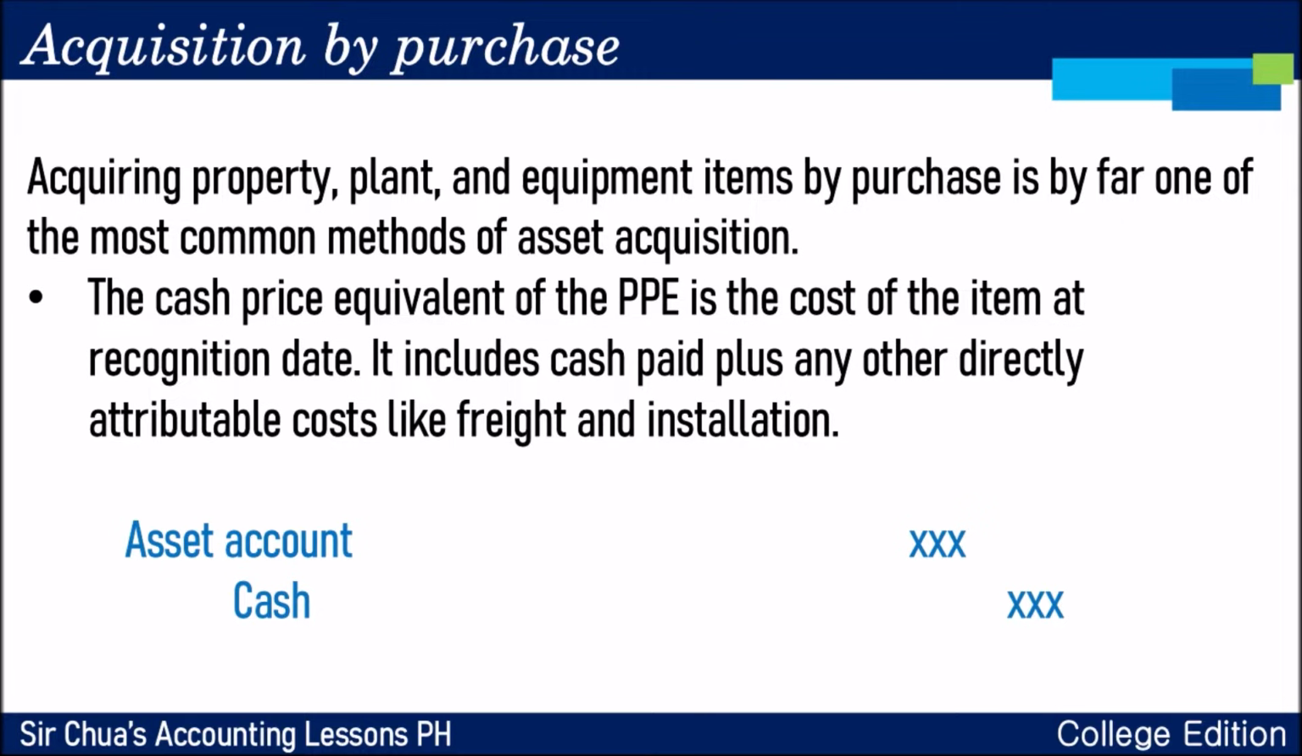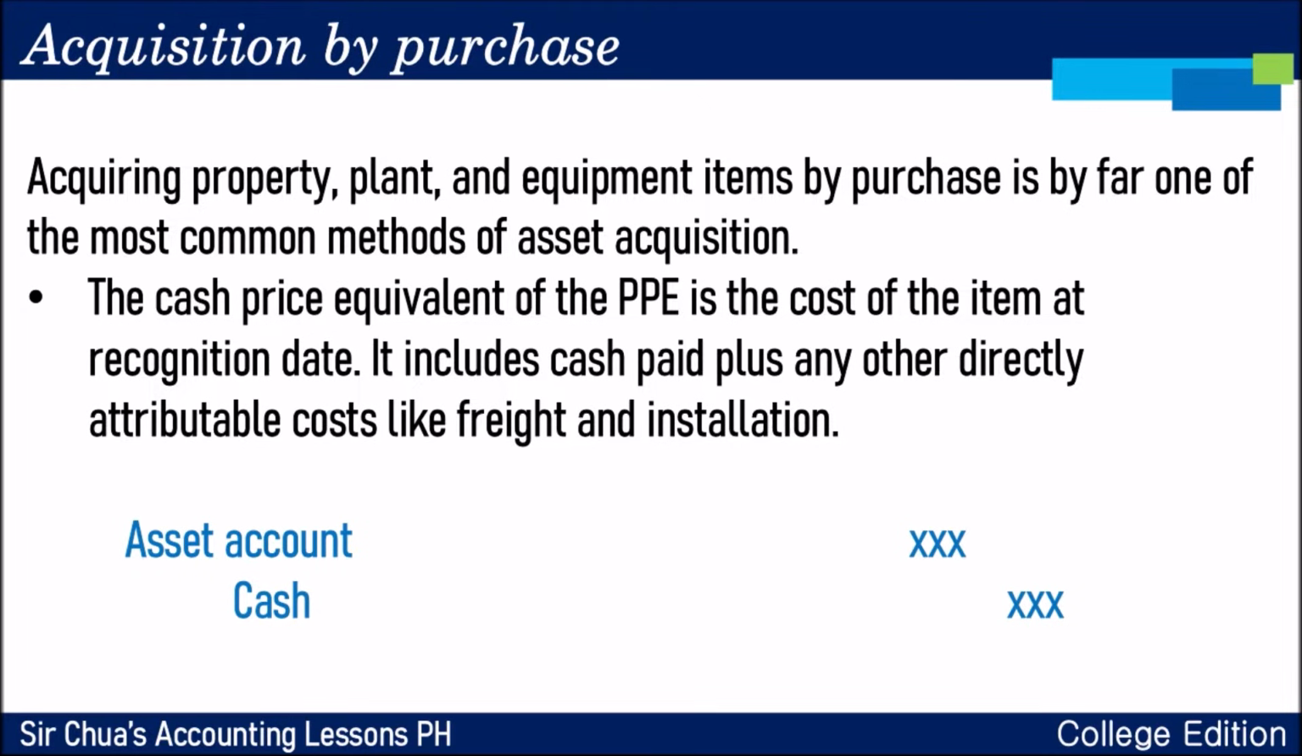Tapos ang usapan, okay? The cash price equivalent of the PPE is the cost of the item at recognition date. And remember always that the cost of a PPE includes cash paid plus any other directly attributable cost like yung ating pong freight charges na binayaran para ma-deliver sa atin yung PPE and any installation cost. Lalo na po sa malalaking equipment and machinery na kailangan po ng installation to make it ready for operations, okay? You simply debit the asset account related to that purchase and credit cash.